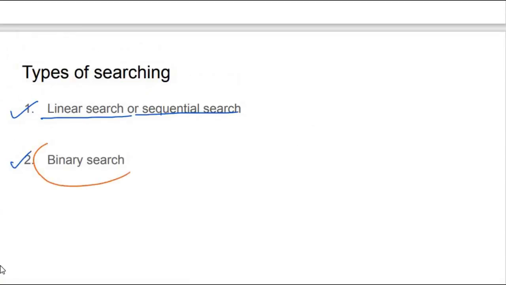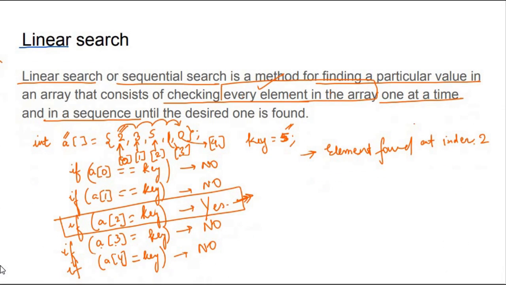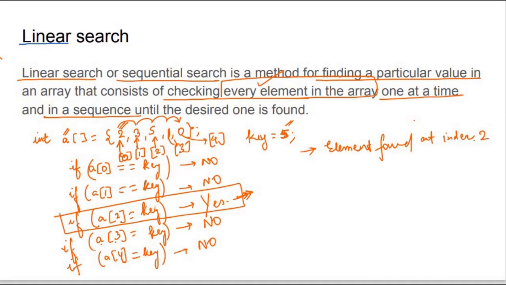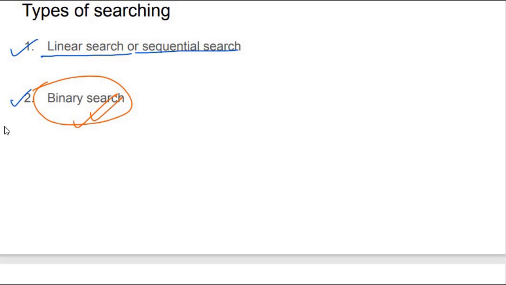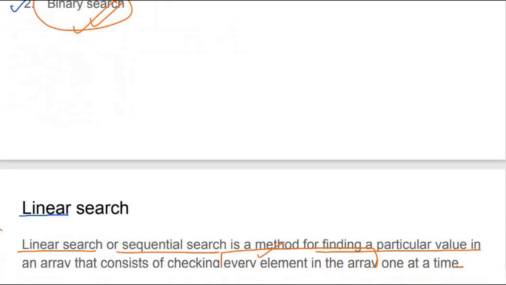When we discuss binary search, you will see that each and every element of the array is not searched. So this is an important point. After I complete binary search, I will make you write the difference between linear search and binary search. Obviously you will get those differences in the notes, but it is important to understand them now.